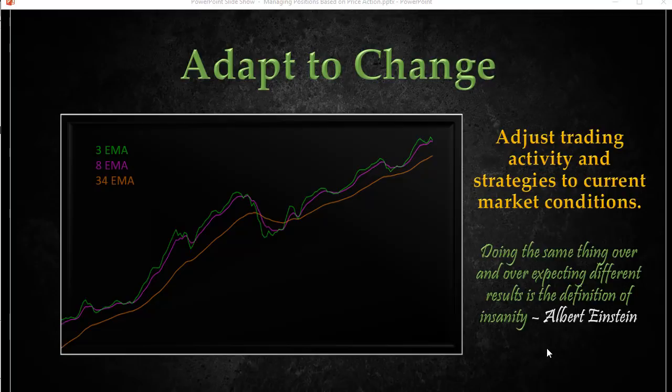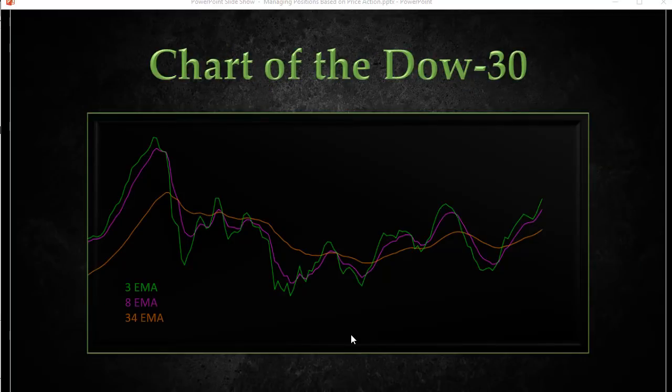The old saying from Albert Einstein, doing the same thing over and over, expecting a different result, is the definition of insanity. And traders do that a lot, because we don't want to admit that we just want to keep doing what we've always done. We don't want to adapt to a changing market condition.